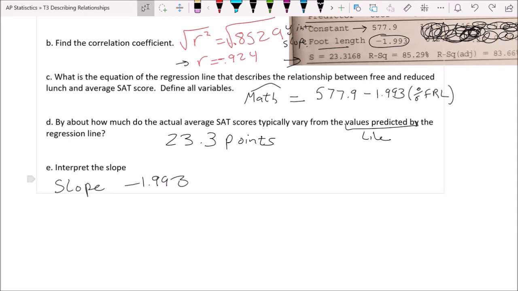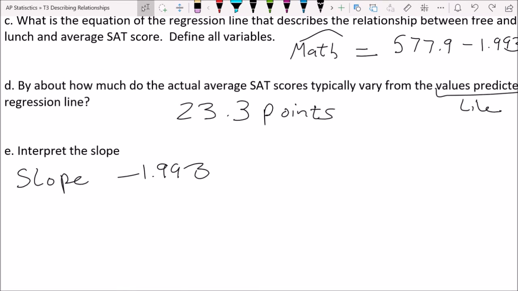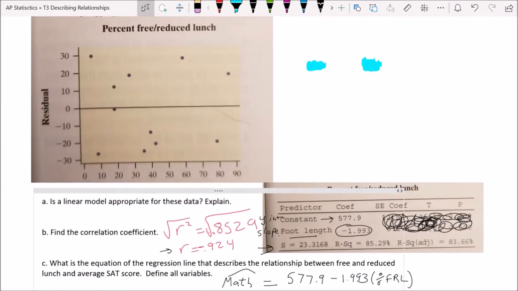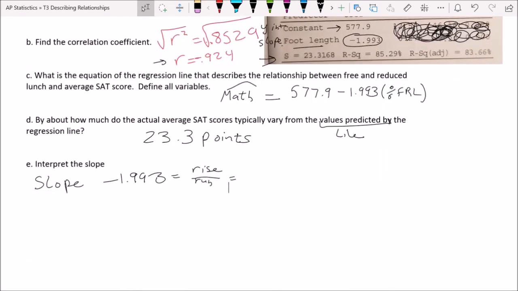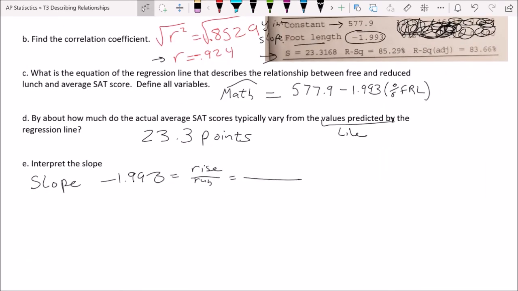Here's what I want you to remember when you're going to interpret the slope. A couple things. First of all, remember that slope is rise over run. Okay, and I'm thinking back to algebra class, right? And what do the y values in this question mean? It's not like a secret question. Look back at the graph. The y values are the math scores. Okay, so I'm just going to fill that in here. So this is math scores divided by percentage of free and reduced lunch.